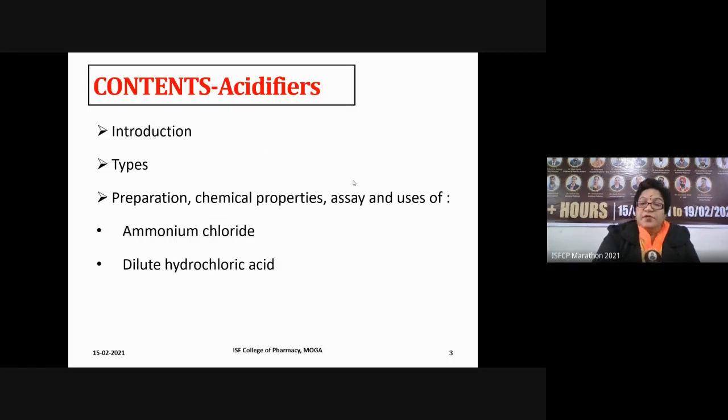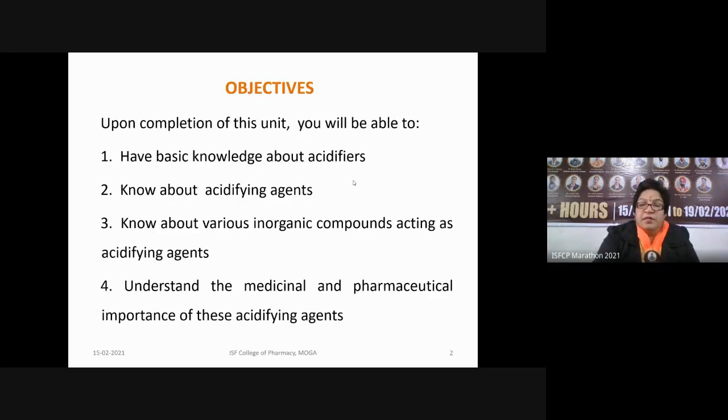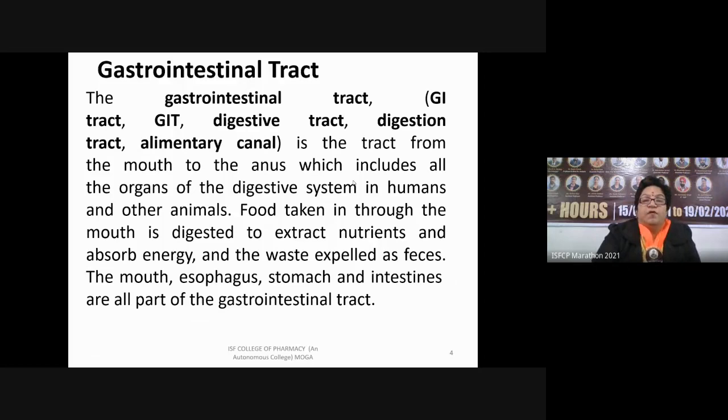First of all, before going into the details of these acidifying agents, we have to know the basics of the gastrointestinal tract. What is the gastrointestinal tract? The gastrointestinal tract, also called the GI tract or GIT, the digestive tract, or the alimentary canal. It is the tract that starts from the mouth and goes till the anus, which includes all the organs of the digestive system in humans as well as other animals.